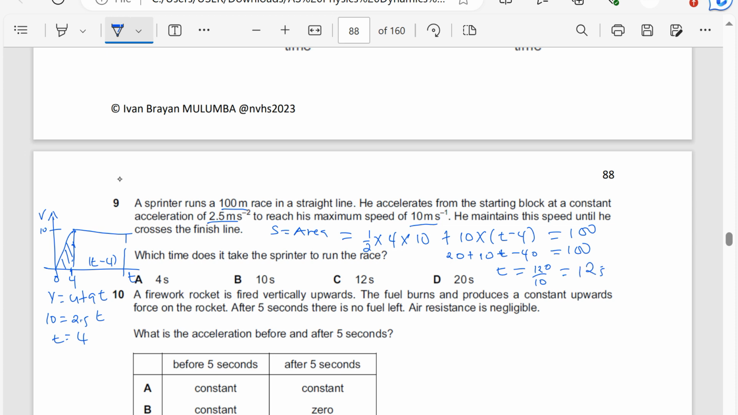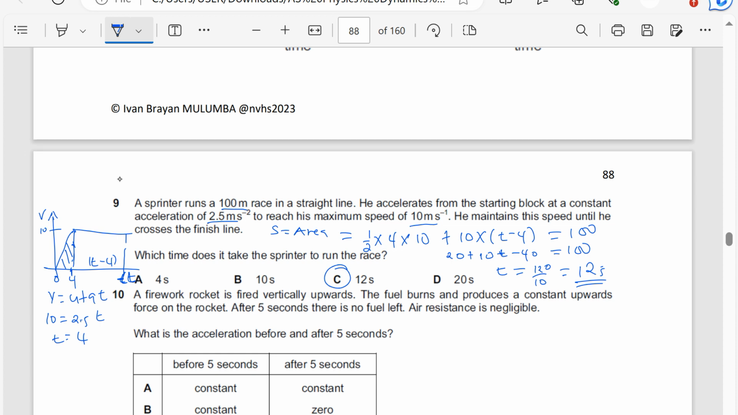So t is, remember, the total time from 0 to t, so t is going to be 12 seconds. So the total time there is 12 seconds, so the answer is going to be C.